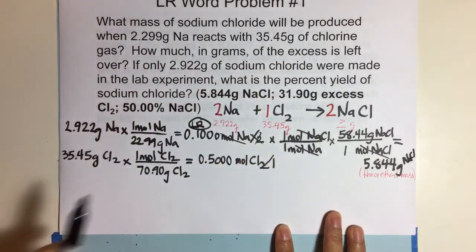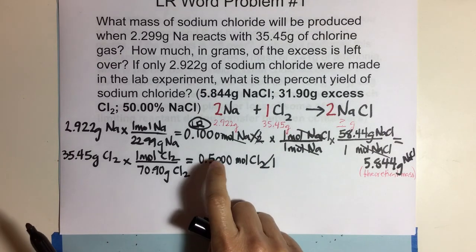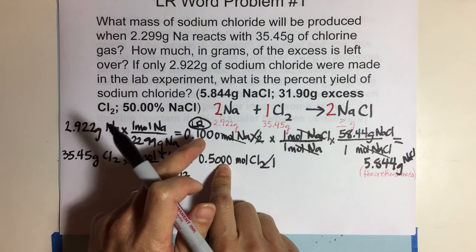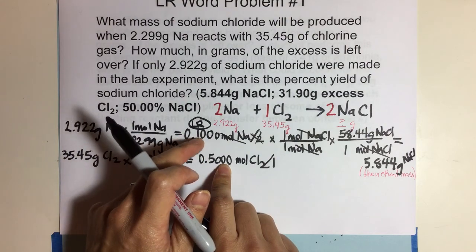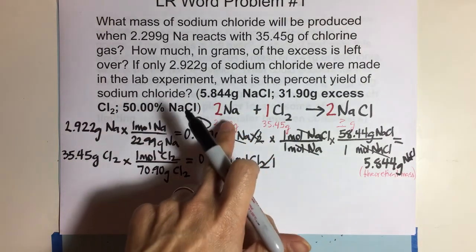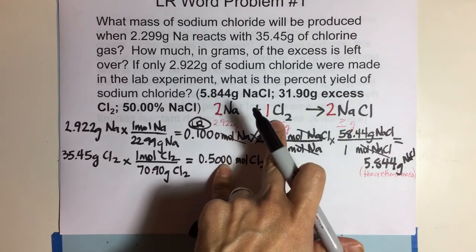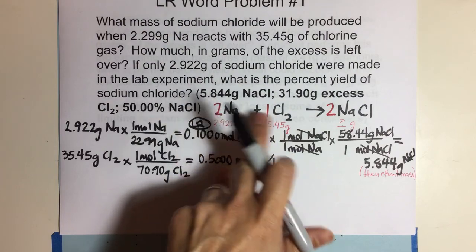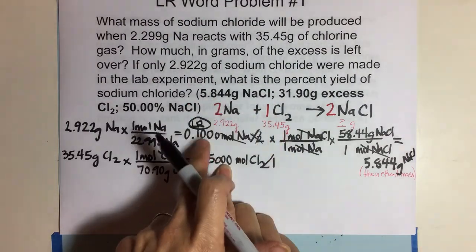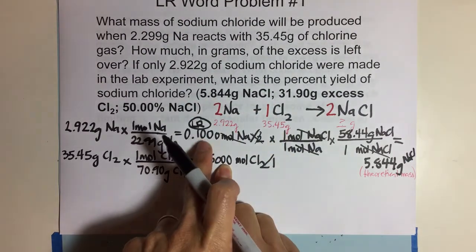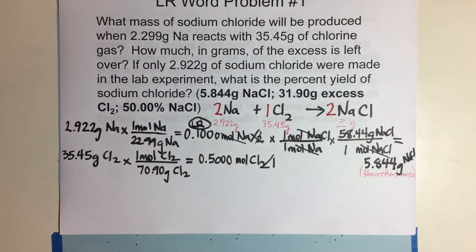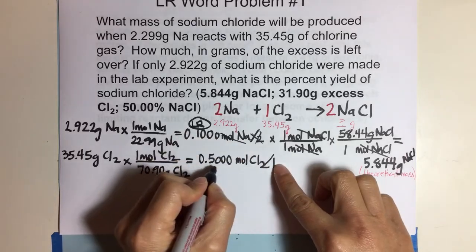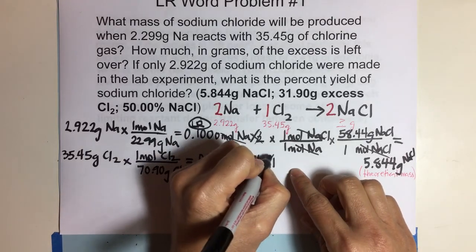Now it's asking me for the excess, and I know this is my excess. Given 0.1 mole of my limiting, how much of my excess would react with all that limiting? And you should see a 2 to 1, so half of that amount. So whatever amount you have of your limiting, half that amount is how much of the chlorine will react. But how much do we have?